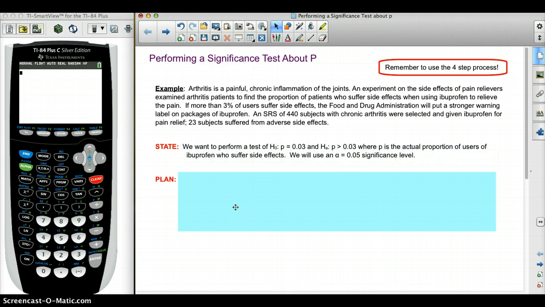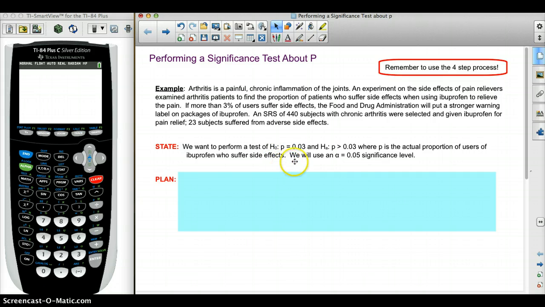perform a test of the null hypothesis where p equals 0.03, because that's what we're trying to find, up here where it says 3% of users. And the alternative hypothesis is p is greater than 0.03. And you also want to make sure you identify what p is, where p is the actual proportion of users of ibuprofen who suffer side effects.